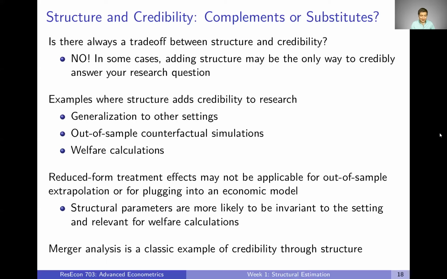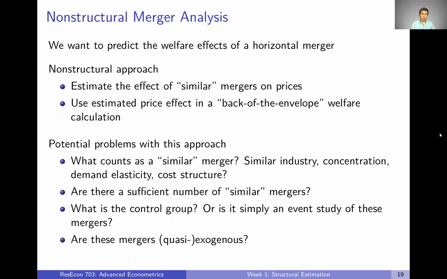A classic example, this comes from that Nevo and Whinston paper, is merger analysis, where we actually get credibility through structure. So let's talk about merger analysis. Suppose we want to predict the welfare effects of a horizontal merger. Let's start with the non-structural approach, then we'll talk about the structural approach.